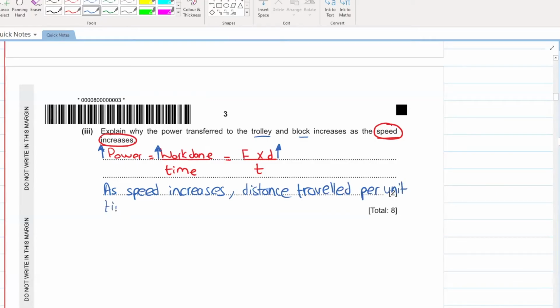Per unit time increases. And as distance traveled increases, what happens? Work done increases. And as work done increases, power increases. Is the first question clear to all of you?